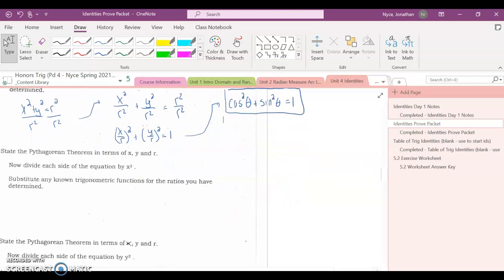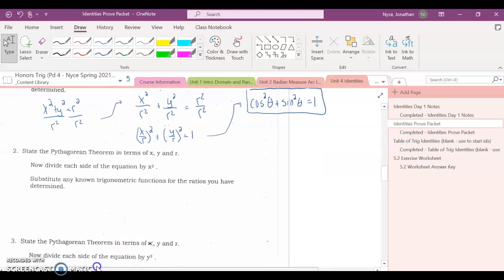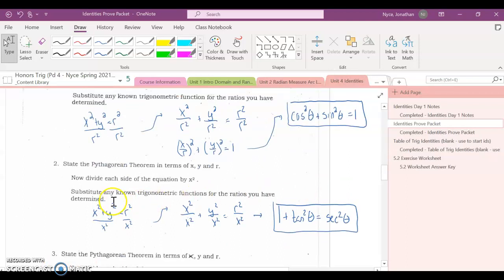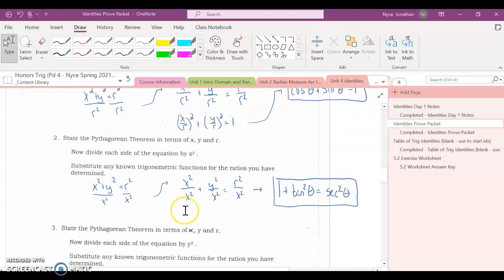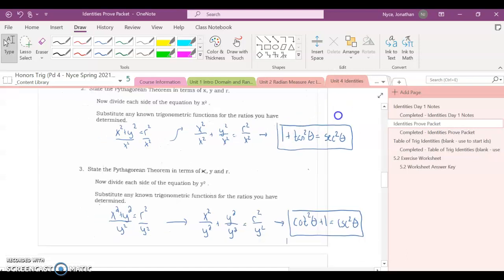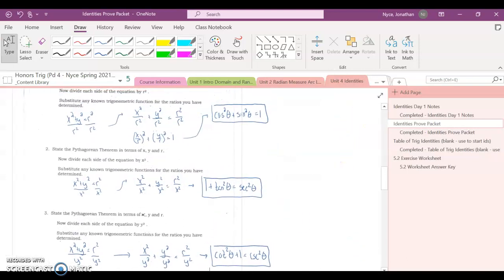Follow the same process, look at the last two, and see if you can come up with the last two trig identities. So pause the video, work on 2 and 3, following the directions in the example from 1. Okay, hopefully you're able to get, for the second one, 1 plus tangent squared equals secant squared. And for the third one, cotangent squared plus 1, or 1 plus cotangent squared, the order there doesn't matter, is equal to cosecant squared. So these three are our three Pythagorean identities.